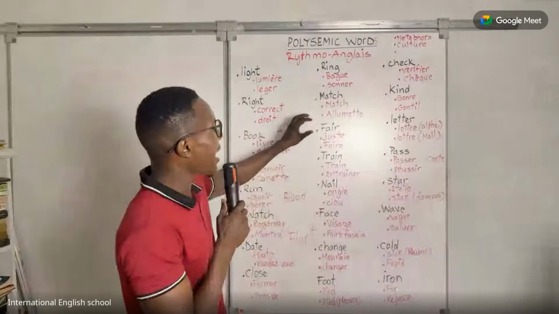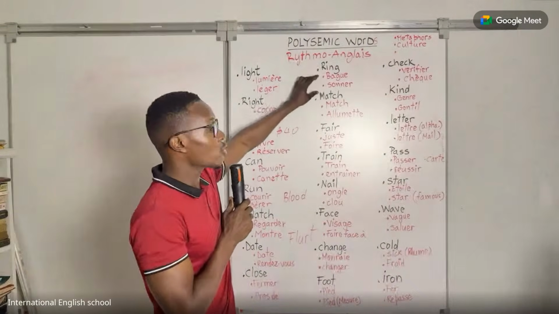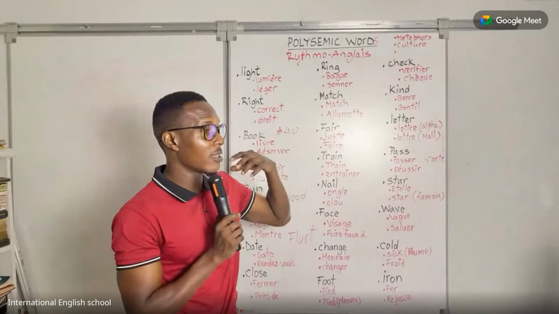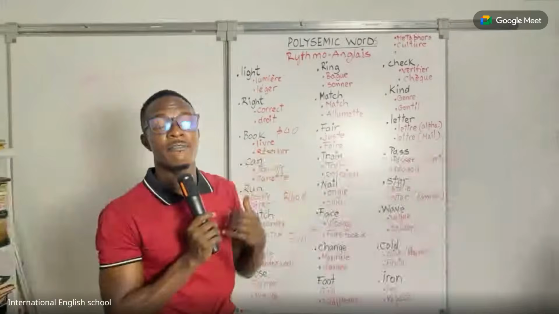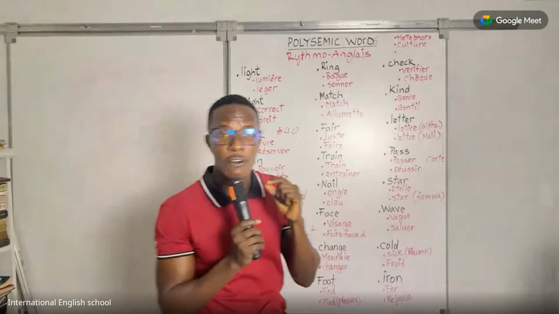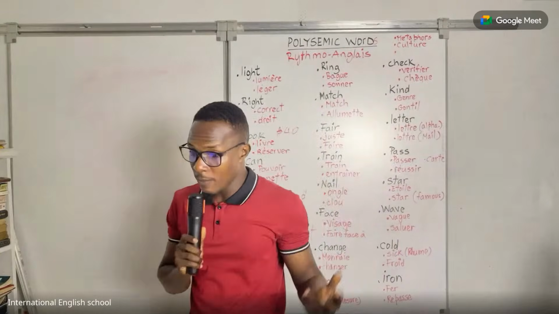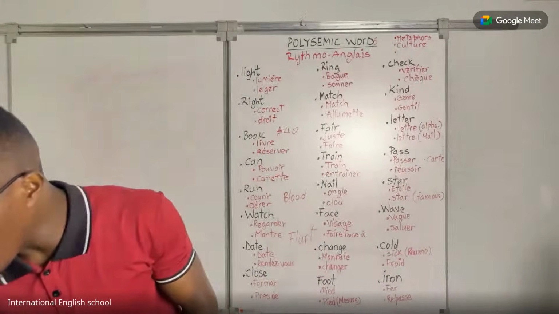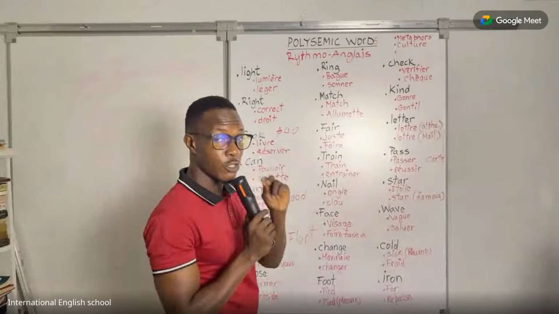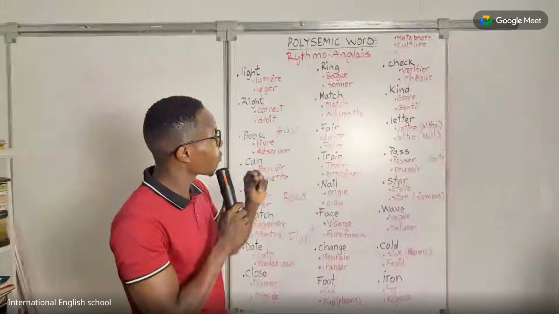The next meaning of ring is sonner. Ring the bell. My telephone is ringing. Mon téléphone sonne. Okay, so we come up with two meanings of the word ring.